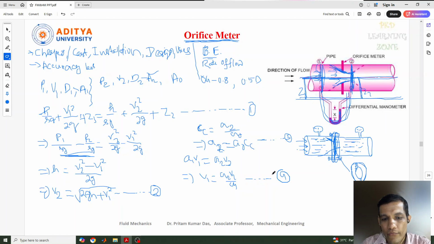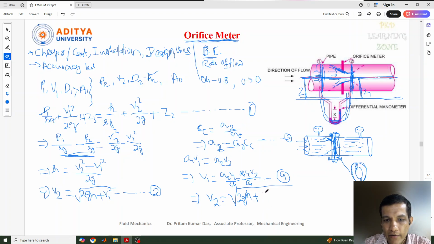Now put this value of V1 in equation 2. Which equation? This one. So if we put the value there, then what we get is V2 equal to, as we have seen, root over of 2gh plus v1 square. V1 square is nothing but, we got here, v1 equal to A2 V2 by A1. And in the place of A2 we can put the value A naught Cc, so here we can write one more term, that is A naught Cc into V2 by A1.